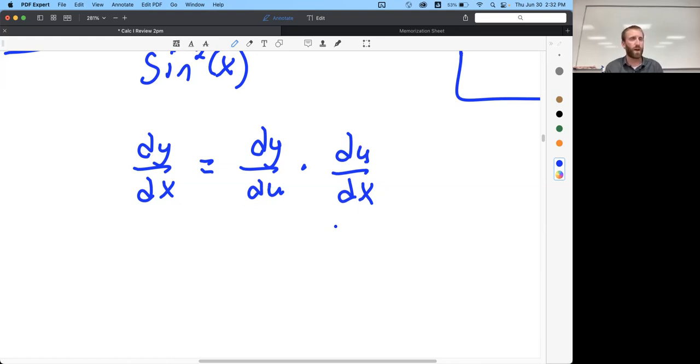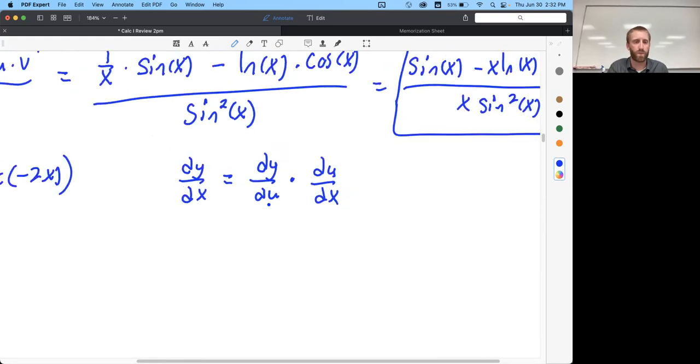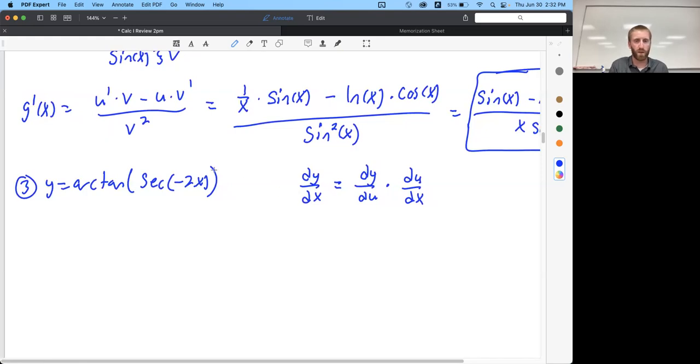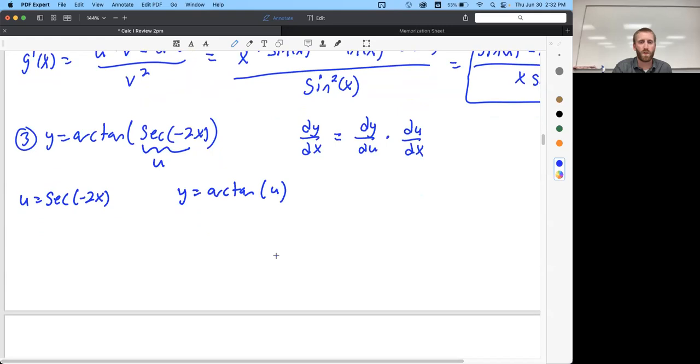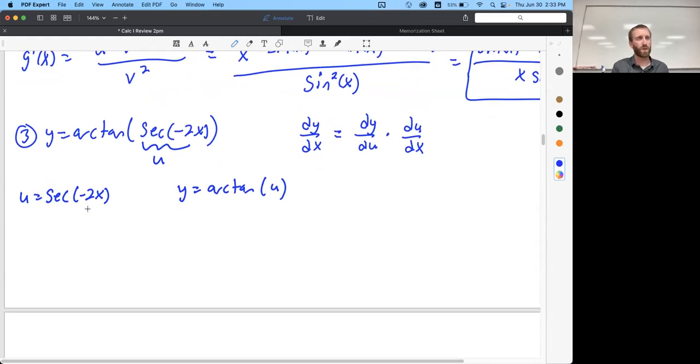But I don't want to cancel them out. I'm going to leave them like that, because this new function u is going to be a kind of gateway to performing this chain. So u is going to be the inside function. So I'll say that u is equal to the secant of negative 2x. And then y I can write as the arctangent of u. So then I just want to take the derivative of both of these pieces individually and then multiply them together.